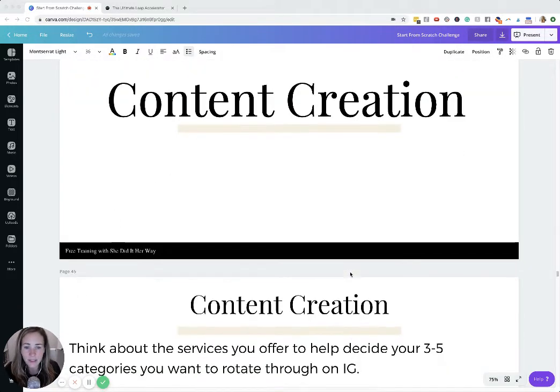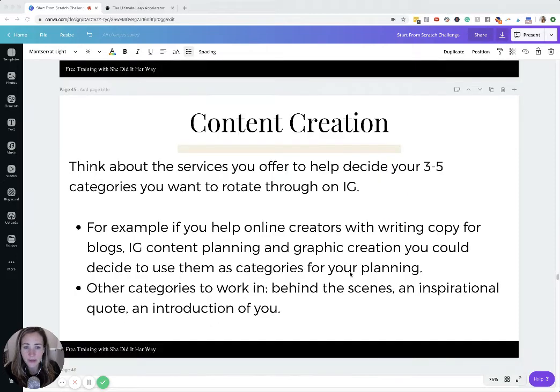The second one is content creation. So think about the services you offer, the 3 to 5 services, and create them as content buckets. For example, if you help online creators write copy for blogs, Instagram content planning, graphic creation, you could use them as categories for planning content buckets. And then other content buckets you can use are maybe behind the scenes, inspirational quotes, an introduction of you.